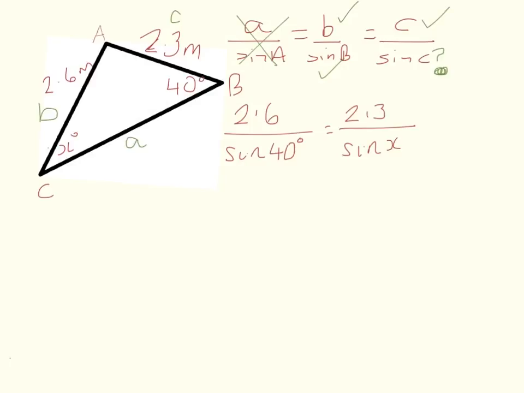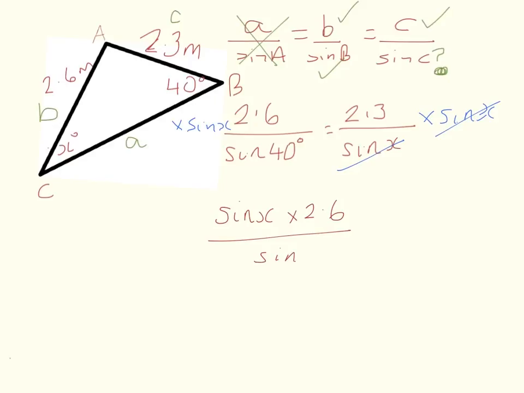So what I'm going to do first is I notice that I've got sine x on the bottom. I don't want x to be on the bottom, so I need to multiply both sides by sine x. I'm multiplying both sides by sine x because it means it gets rid of sine x on the bottom here. That will leave me with, on the left hand side, sine x times 2.6 divided by sine of 40 is equal to 2.3.